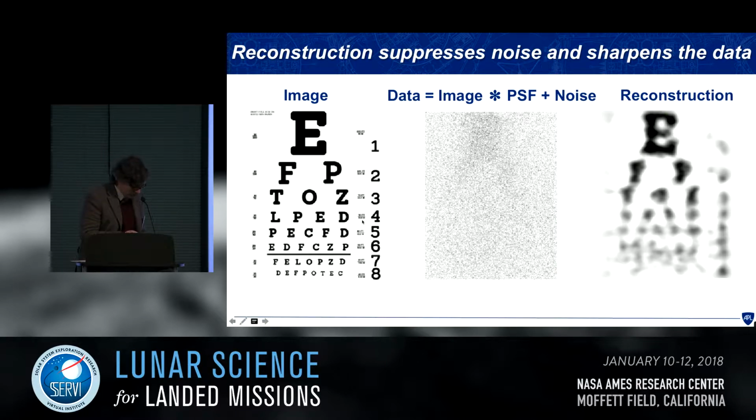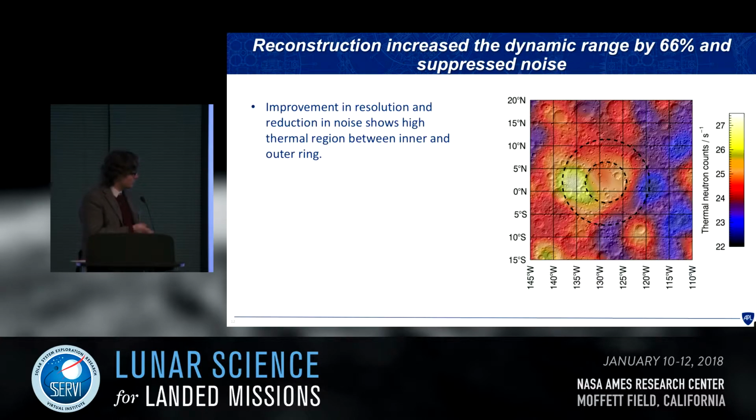It's not perfect, of course. The presence of noise means that it's impossible to recover exactly what you started with. But when you send the Lunar Prospector thermal neutron data through this process, what you see is that what was a very broad thermal neutron enhancement is now confined more or less between the inner and outer peak rings of the basin. And this corresponds very well with the high albedo region and also the area where you get these featureless spectra in Chandrayaan data.